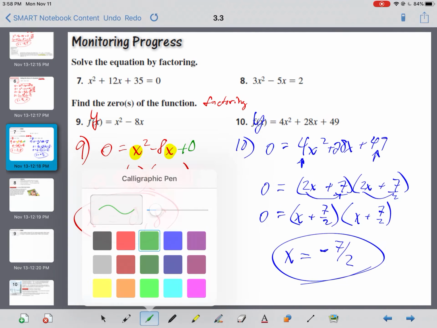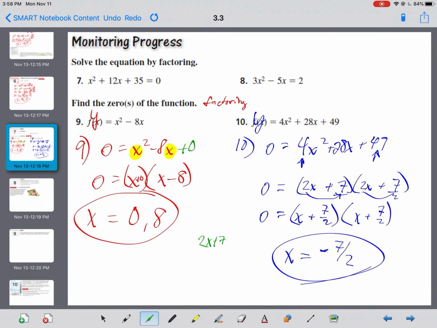If you want to see the work on that, I'll show you over here. 2x plus 7 equals 0, minus 7. Let's see. 2x equals negative 7. So divide by 2. X equals negative 7 halves. That's what happens when you set it equal to 0 and solve for x. You can do the opposite to get out also.